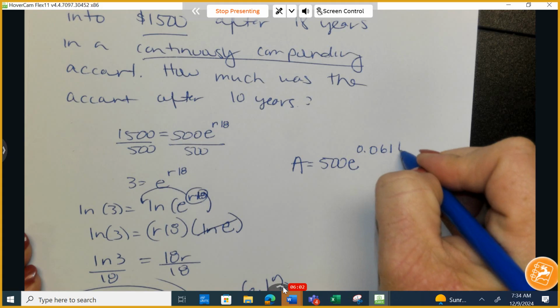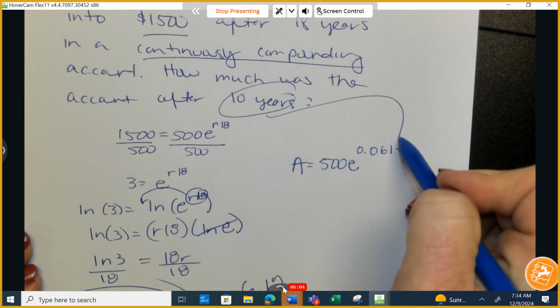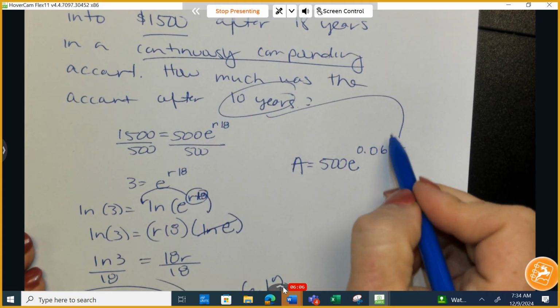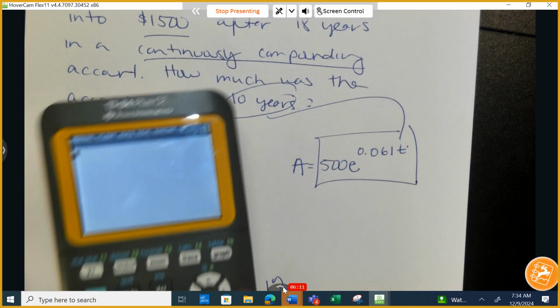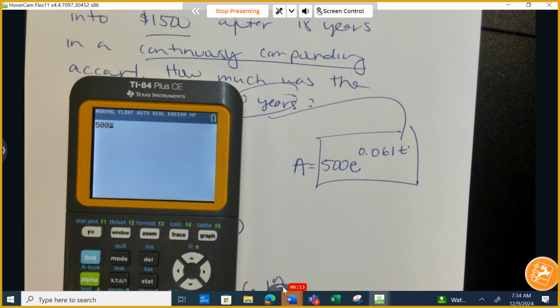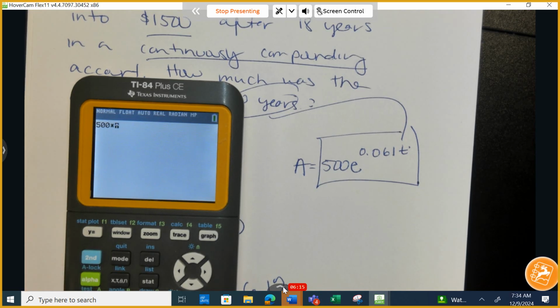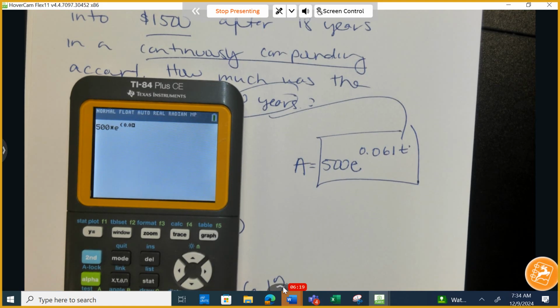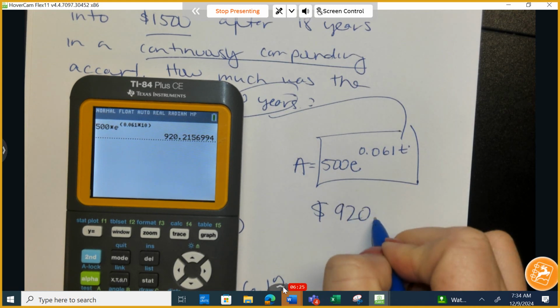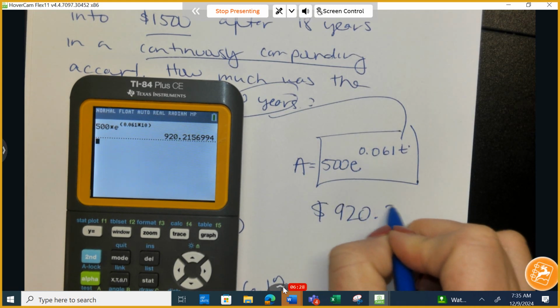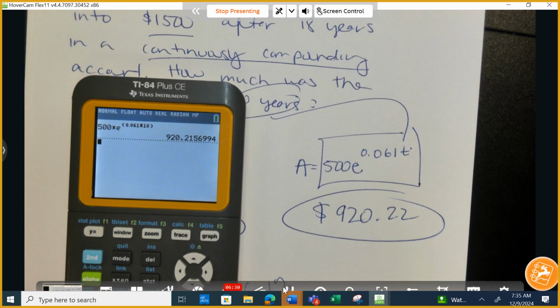And now we want to evaluate this after 10 years. So I'm going to take the right-hand side and substitute in 10 for the t. How do I plug this in? 500 times e raised to, and in parentheses I have 2 things, so 0.061 times 10, and here's my answer. $920, and we're going to round to the nearest hundredth, and 22 cents.